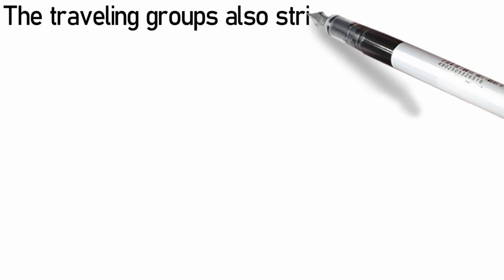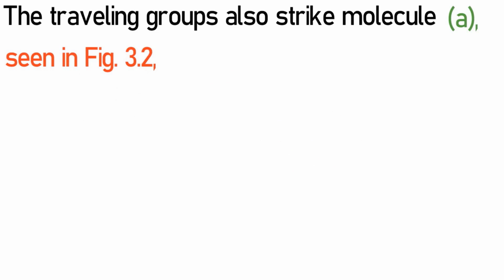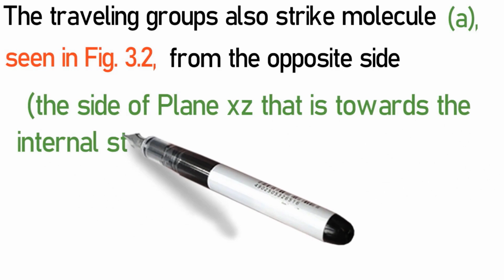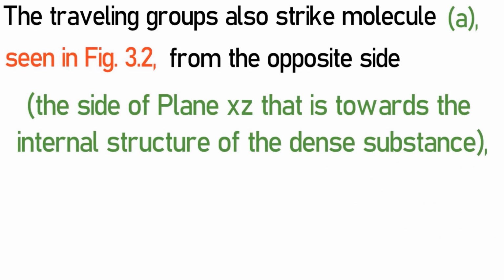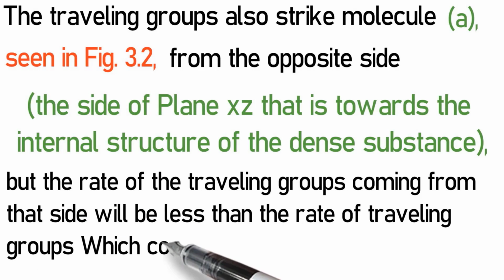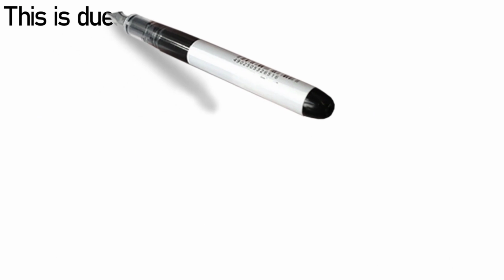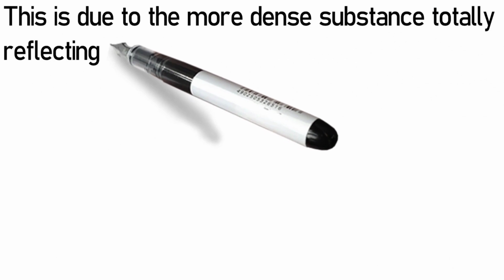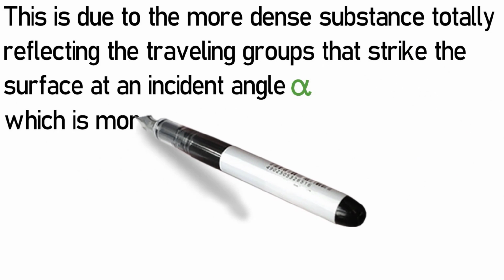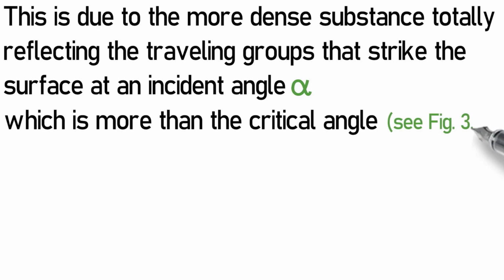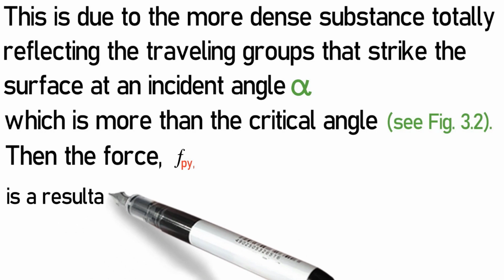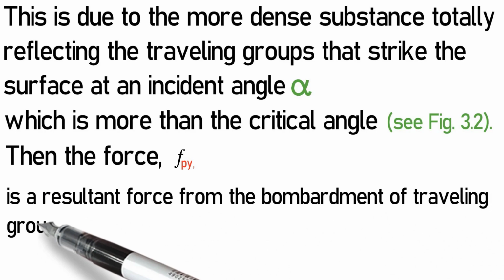The traveling groups also strike molecule A, seen in figure 3.2, from the opposite side, the side of plane xz that is toward the internal structure of the dense substance. But the rate of the traveling groups coming from that side will be less than the rate of traveling groups which come from the less dense medium. This is due to the more dense substance totally reflecting the traveling groups that strike the surface at an incident angle alpha, which is more than the critical angle, see figure 3.2.